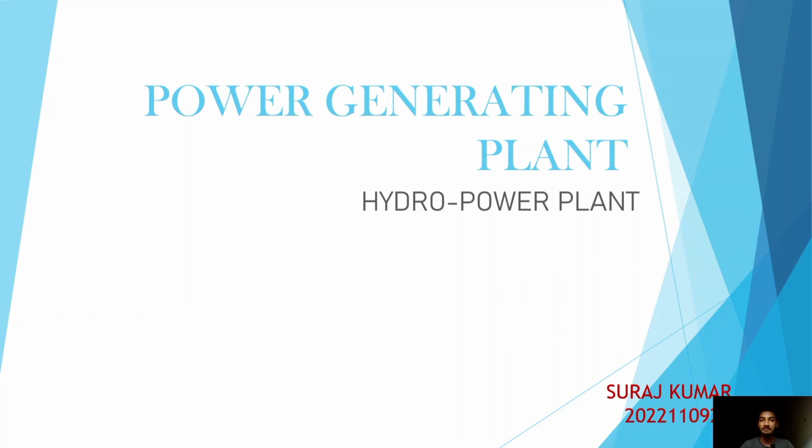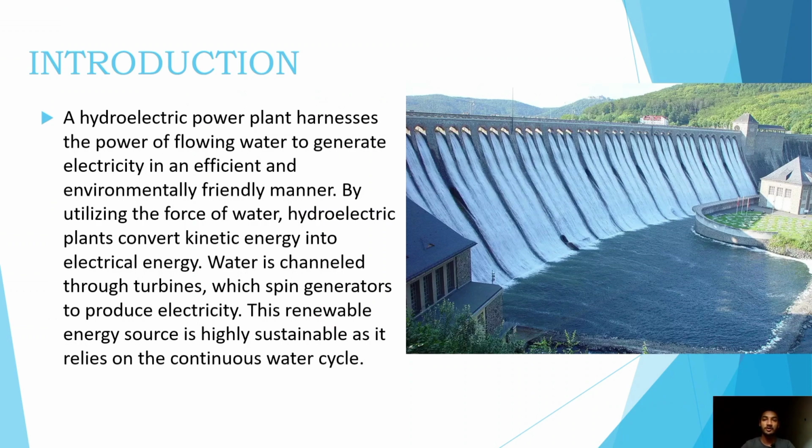Today I am presenting my presentation on the topic of hydropower plant. So let's get started. First of all, we introduce what a hydroelectric plant is. A hydroelectric plant harnesses the power of flowing water to generate electricity in an efficient and eco-friendly manner. By utilizing the force of water, a hydroelectric plant converts kinetic energy into electrical energy. Water is channeled through a turbine, which spins a generator to produce electricity.